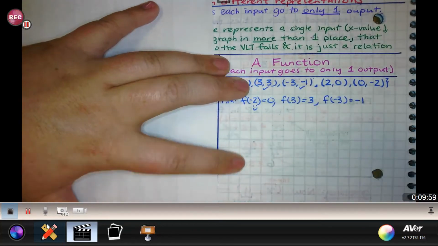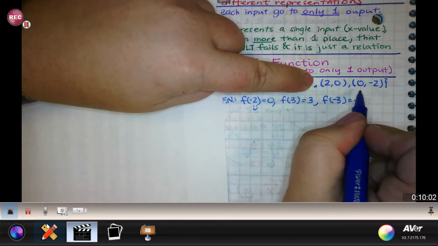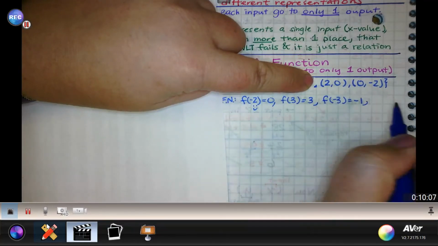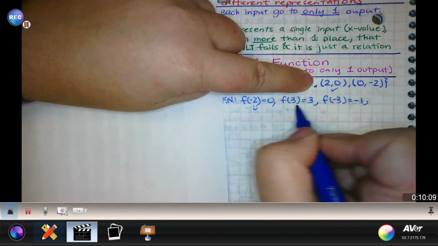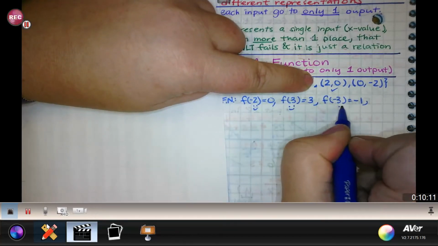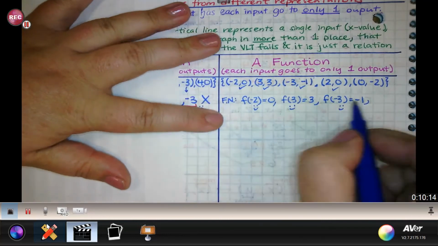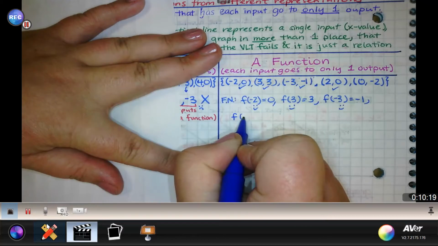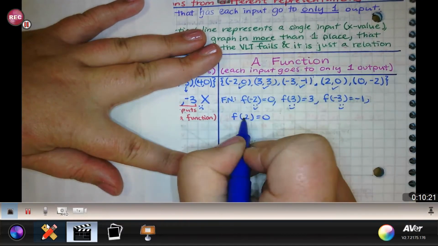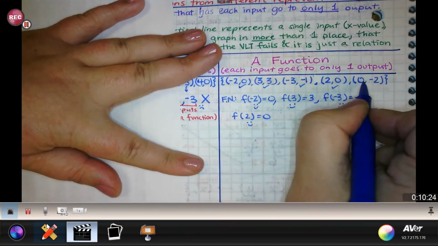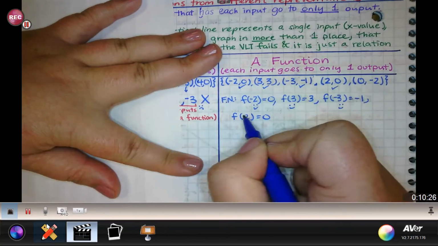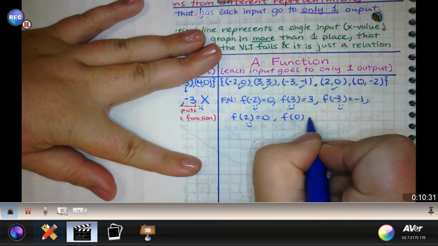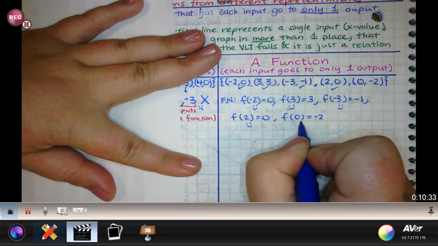So that's good to go, and double check: are either of these inputs the same as this? 2 is not the same, and 0 is not the same. Okay, down to 2 more. So, smiley, smiley, those are good. And then we have f of 2 equals 0, which is that one. That's good because, again, this input is different. And then lastly, this one, f of 0 equals -2. Okay, and that again is good.